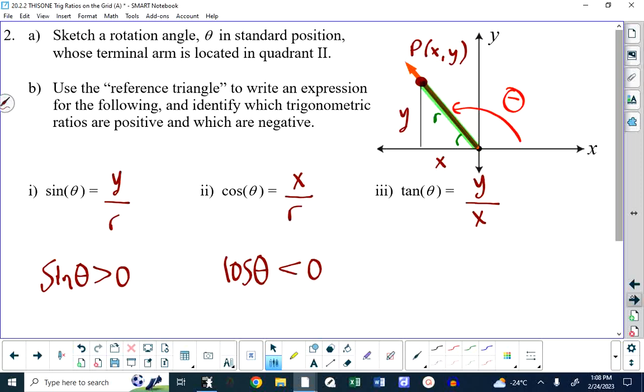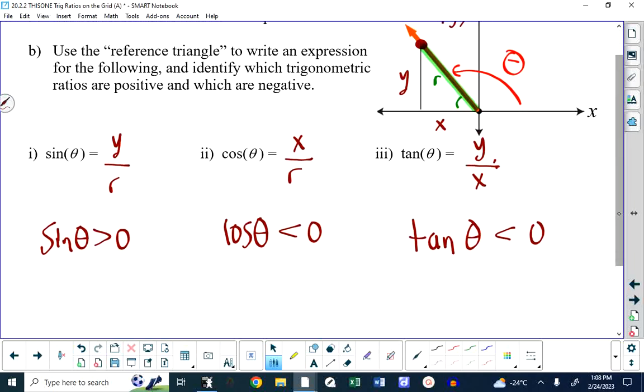What about tangent? Positive or negative? What do you think? It will be negative because y is positive and we're going to divide by an x coordinate that's negative, and that means that tangent of the angle will be negative. By the way, you have to put the angle there. Don't just write tan. And that means that in quadrant 2, only sine is positive.